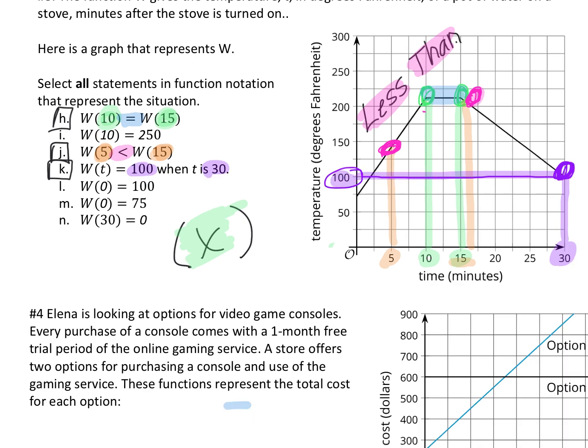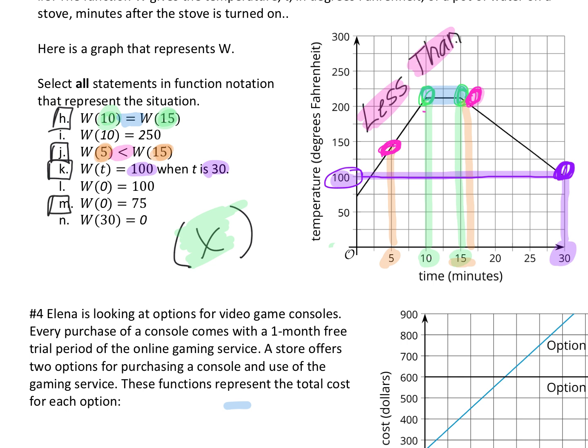Then our last option that is correct is N. And the reason N is correct is because I'm looking at my X value of 30, which is, oops, sorry, I just realized I made a mistake. N is not the one that's correct. It is M, sorry about that, that is correct.